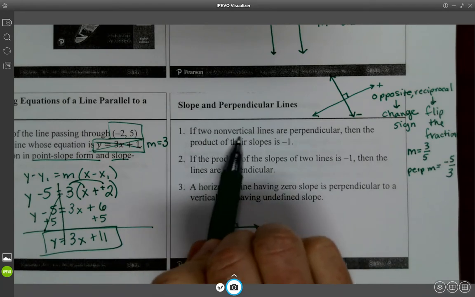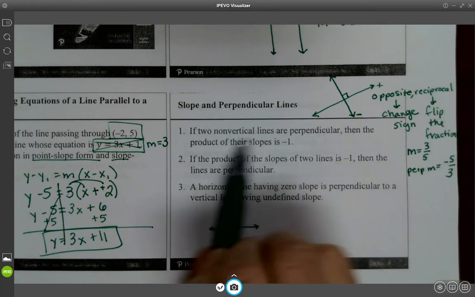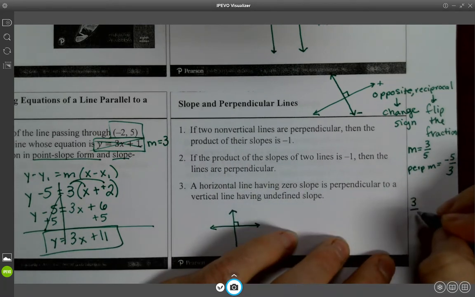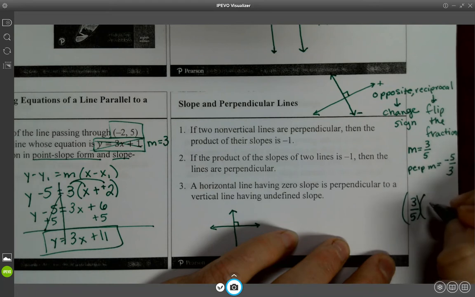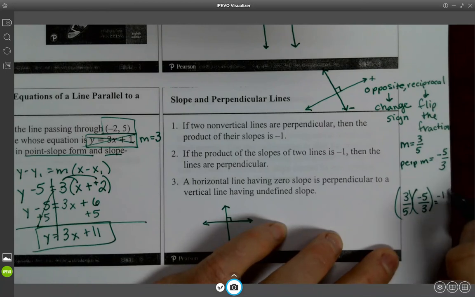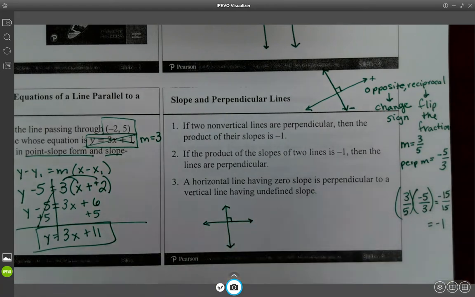So if two non-vertical lines are perpendicular, then the product of their slopes is -1. That means if I multiply them, I should get -1. So whenever you multiply 3 times -5, that is -15. 5 times 3 is 15. That equals -1. So that is the rule with perpendicular slopes. Opposite reciprocal. If you multiply them, you'll get -1.